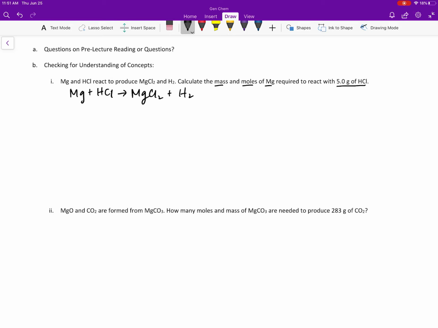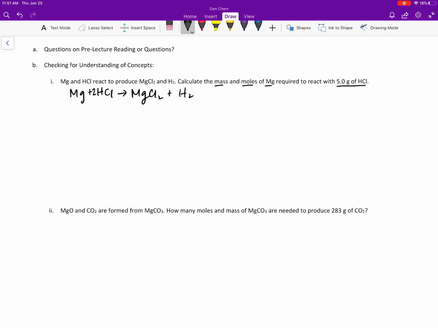So in this case, one, I need to make sure the equation is balanced. So now my equation is balanced with 2 in front of the HCl. And the reason why that's important is because before it was essentially 1 to 1. For every 1 magnesium, I needed 1 HCl. But in reality, for every 1 magnesium, I need 2 HCls for this reaction to be complete.